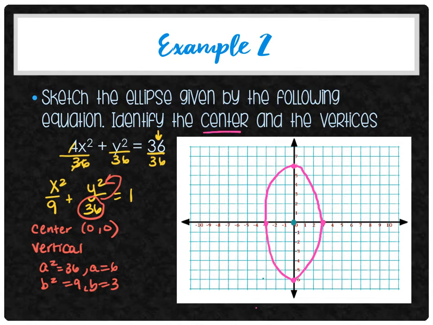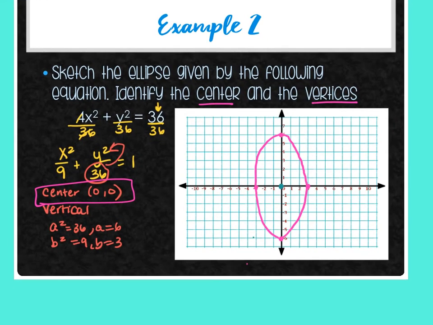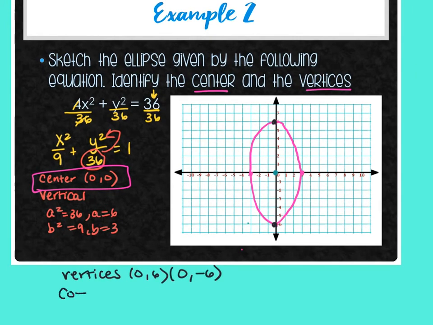Now it just said center and vertices. So my center I know is (0, 0). By vertices, it means vertices and co-vertices. Sometimes it will not say both, but it does mean both. So the vertices are here and here, which is (0, 6) and (0, negative 6). And the co-vertices are here and here, (negative 3, 0) and (3, 0).